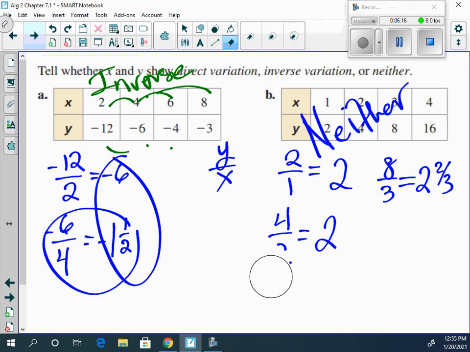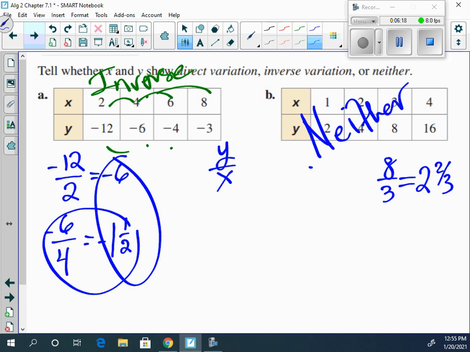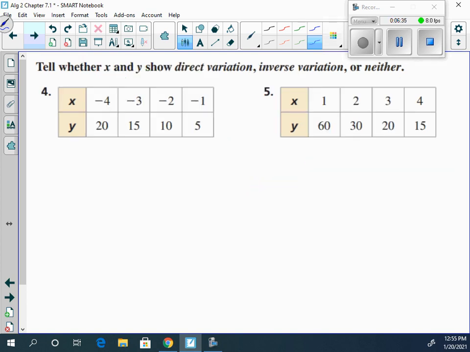Because we could look at this as inverse, multiplying the two. Well, the first one would be 2 times 1, which is 2. The next one would be 2 times 4, which would give me 8. It doesn't work. So this is neither. Any questions on either one of these here? Okay, let's look at these here.